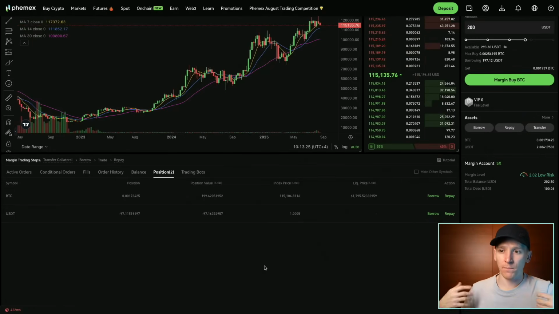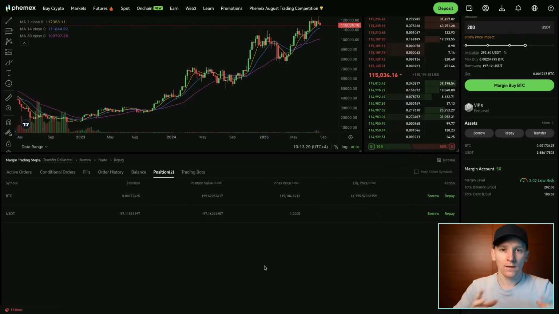There's two ways to pay off this loan then. The first is just depositing more USDT into the platform and paying off the USDT. Then we keep our Bitcoin position, we pay for the position. The other is to get out of the entire thing, sell the BTC, and that's going to give us the vast majority of the money we need to pay off the loan.